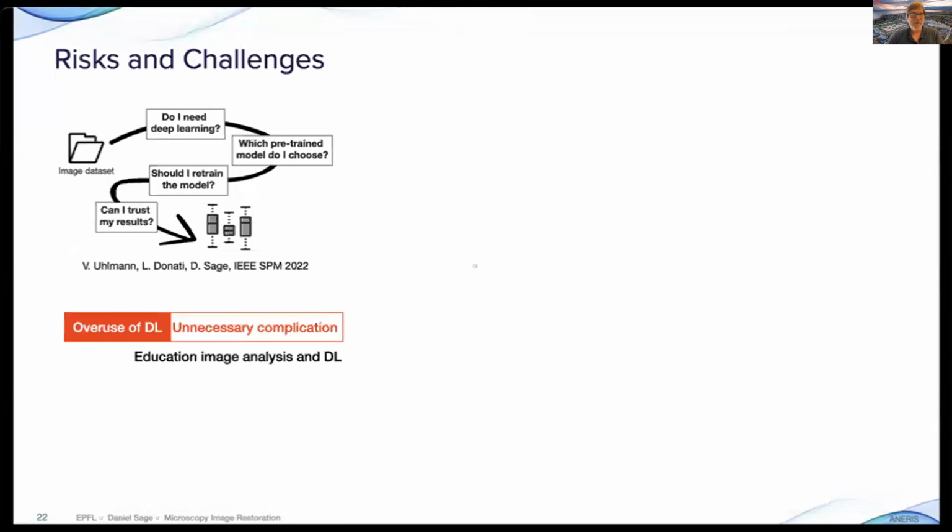The community moves very fast with deep learning, but sometimes there is some kind of overuse of deep learning. That introduces unnecessary complication. If you have a very good model, one that is very explicit, or typical of the image formation, you don't need to spend time on ground truth data and so on. If you know exactly your model, you will be able to design exactly the image restoration algorithm that you need to solve the problem.